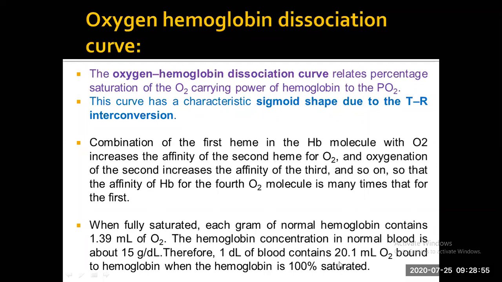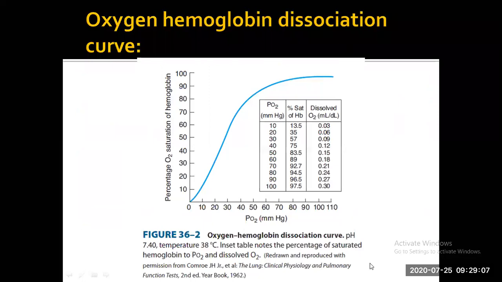But generally 100% saturation is not happening always. If 100% saturation comes, then 20.1 ml of oxygen can be carried. But 100% saturation doesn't come. You can see here 100% is not coming. As long as you are increasing the partial pressure of oxygen, 100% will not come, because oxygen is also carried in dissolved state. Mostly your oxygen saturation will reach the highest level, that is 97.5 only, not 100%. So whatever the partial pressure of oxygen, the percent saturation is not more than 97.5.